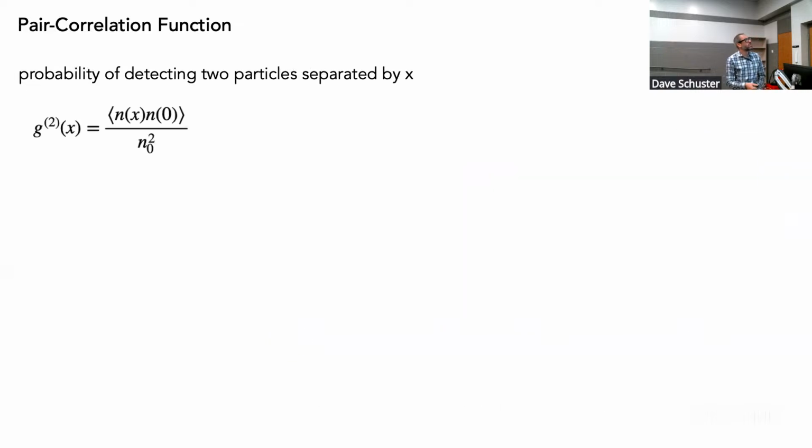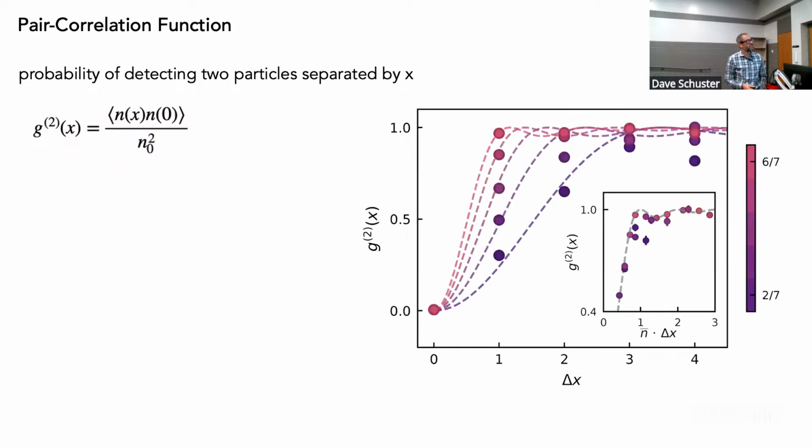You can also take this idea and think of measuring these correlations as almost like a G2 function, a pair correlation function, and you can do that over different filling numbers, so different numbers of particles, and different positions.